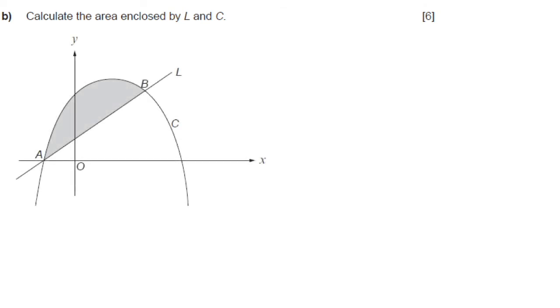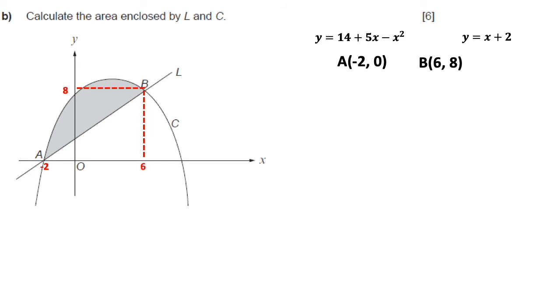So let's link this back to the exam question and have a look at part B. Remember in part A, we've worked out the coordinates of A and B. So if we just add that information onto the diagram, then we would be left with this. So if I integrate the curve between minus 2 and 6, it would give me this area. It would give me the area under the curve, bounded by the lines x equals minus 2, x equals 6, and the x-axis. So let's do that to start with. We need to integrate 14 plus 5x minus x squared between 6 and minus 2.